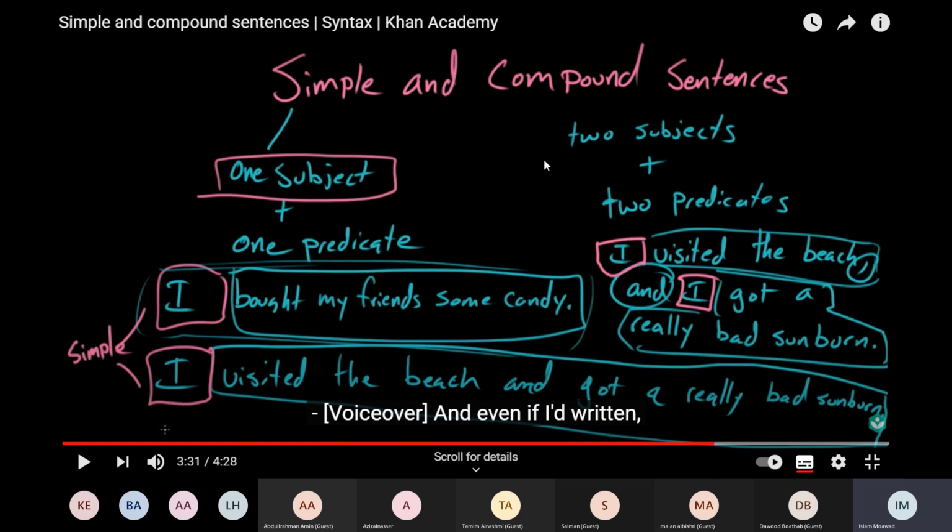If I said, Sam eats pizza, Alex drinks coffee, now it's compound because Sam is a subject, Alex is a subject, we have two, and we have eat and drink, two. So it's a compound sentence. Okay?